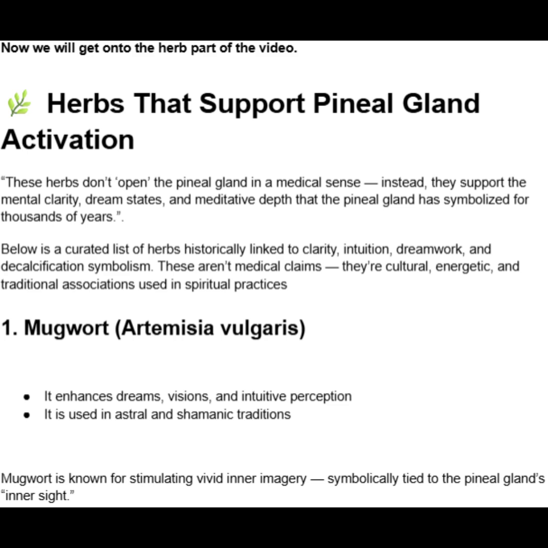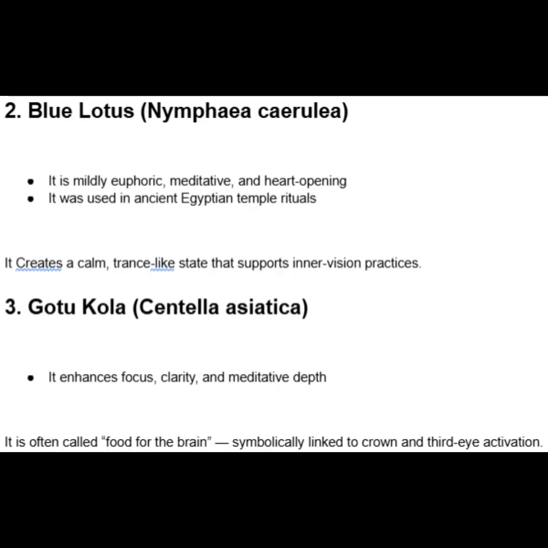1. Mugwort. It enhances dreams, visions, intuitive perception. It is used in astral and shamanic traditions. Mugwort is known for stimulating vivid inner imagery, symbolically tied to the pineal gland's inner sight. 2. Blue lotus. It is mildly euphoric, meditative, and heart-opening. It was used in ancient Egyptian temple rituals. It creates a calm, trance-like state that supports inner vision practices.